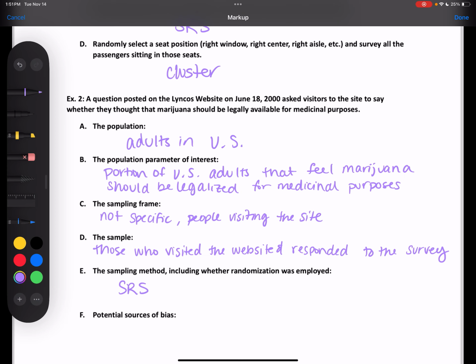Now, was randomization employed? No. No, because it was the people who just came to the website, and that typically is not random. People aren't just randomly showing up on that website. It's going to be people who are already going there anyways, so no randomization.